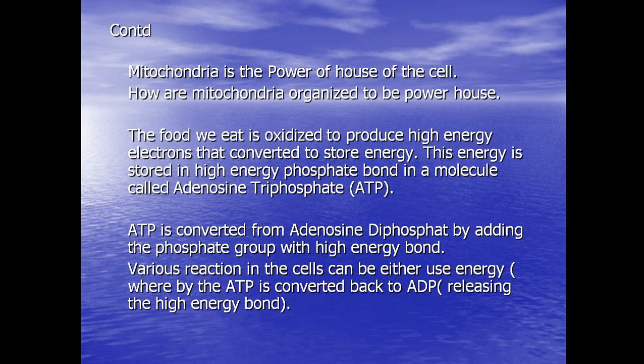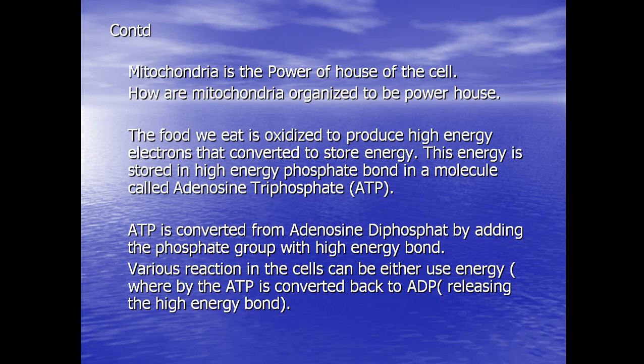Mitochondria is generally called the powerhouse of the cell. Why? The question is, of course, all organisms need food. We eat food or the plants prepare their own food. Why is food necessary? In order to produce high energy electrons. And these high energy electrons are used to store the energy.